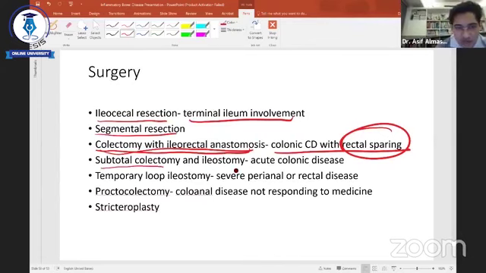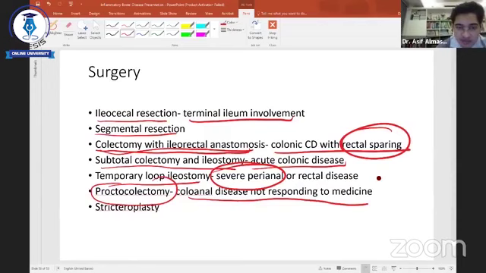Subtotal colectomy with ileostomy, in case of acute colonic disease. Temporary loop ileostomy. This we quite commonly do in case of severe perianal disease. You see multiple deep-seated fistula with abscess. You do an ileostomy and usually it has a very, very good effect. Proctocolectomy, for colonic and anal disease not responding to medicine. And stricturoplasty.